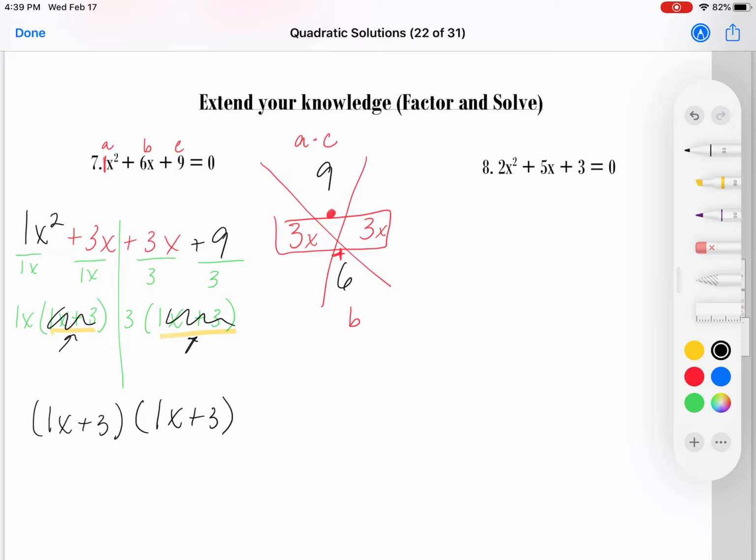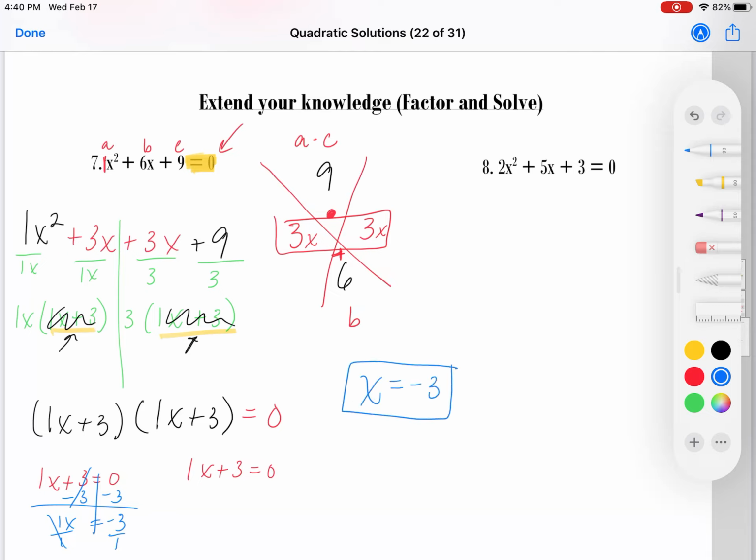So that's what we learned in Unit 9. The only difference in Unit 10 is we now need to set it equal to 0, because right here it says equals 0. So I take both parentheses and I set it equal to 0. The way that we solve for x is we start by moving the number that was by itself. That's the subtracting 3. That leaves you with 1x equals negative 3. To get x by itself, we divide by 1. Negative 3 divided by 1 is the number x equals negative 3.